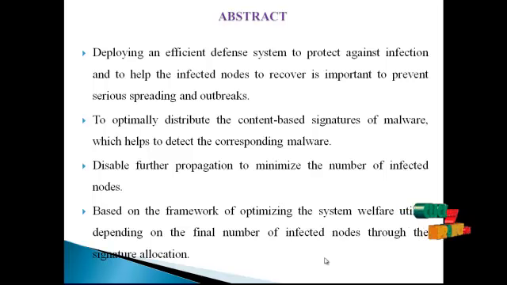Designing a defense system for both MMS and proximity malware is based on the framework of optimizing the system welfare utility, which is the weighted summation of individual utility depending on the final number of infected nodes through the signature allocation. It is an optimal distributed solution to efficiently avoid malware spreading and to help infected nodes recover. Our goal is to minimize the malware infected nodes in the system by appropriately allocating the limited storage, with consideration of different types of malware.